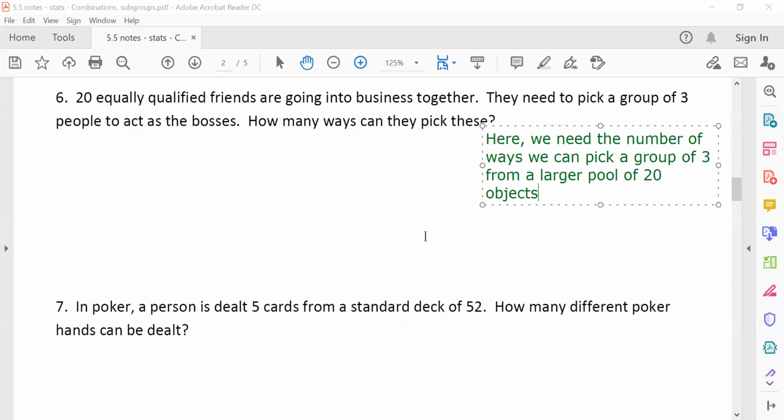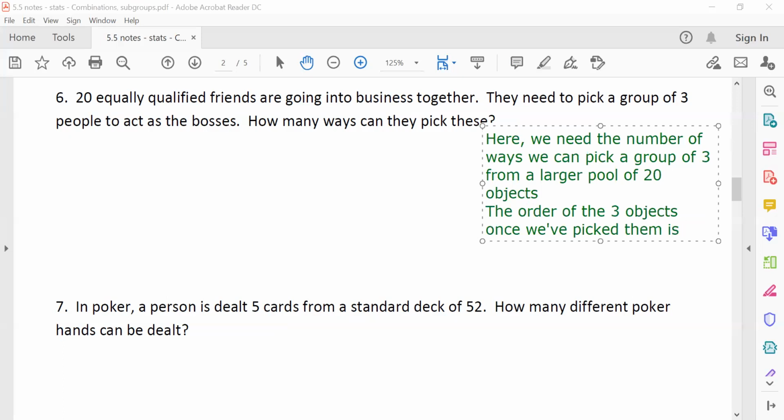So we want to know the number of ways to pick a group of 3 from a larger pool of 20 objects. Here, though, the order of the 3 objects, once we've picked them, does not matter. Once we've picked the 3, they're all just bosses. We don't need to rearrange them into the roles of CEO, operating manager, and treasurer. So this is just 20 C 3.